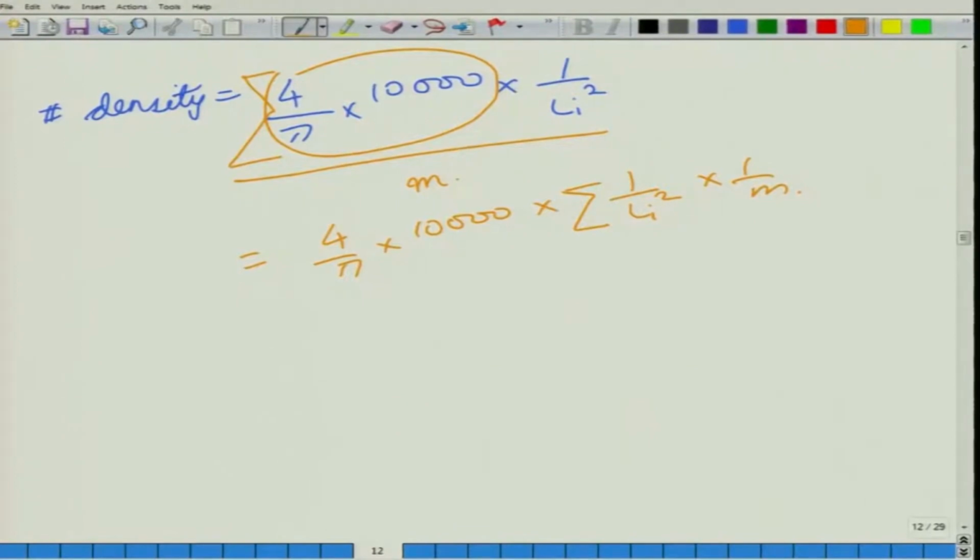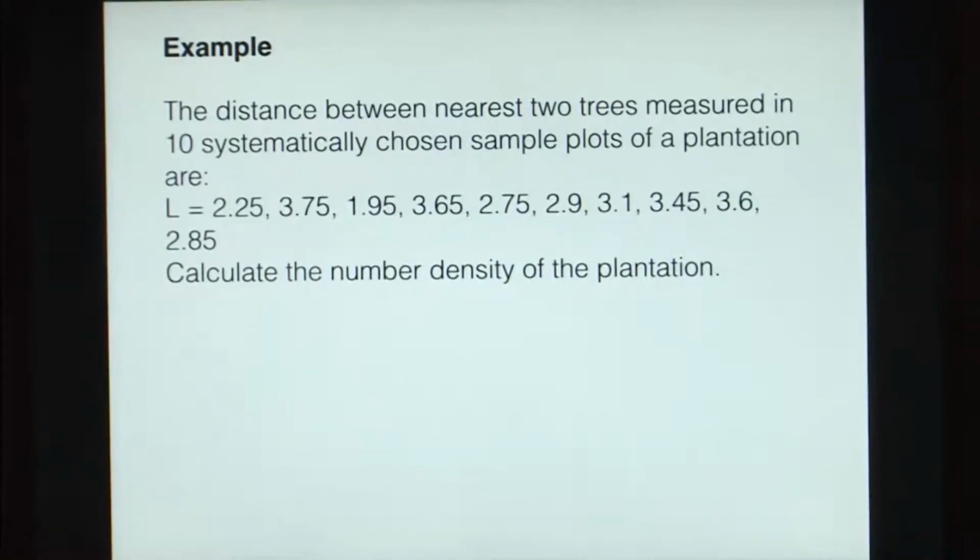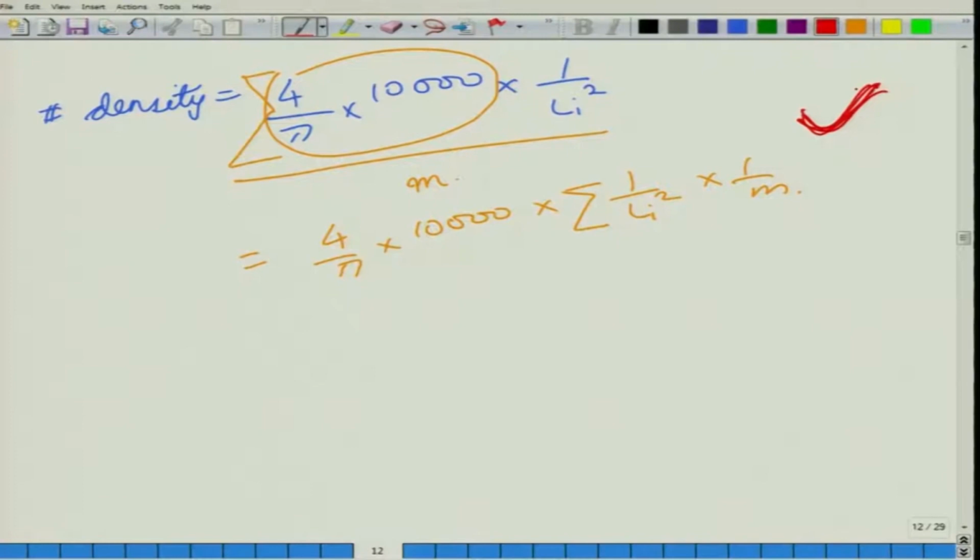To consolidate this equation, let us now look at an example. On your screen you can see the example now. The distance between nearest two trees measured in 10 systematically chosen sample plots of a plantation are these. These are the values of Li, and we are required to calculate the number density of the plantation. So, we have taken 10 readings of the nearest two trees, the values are given and we need to calculate the number density. Which equation are we going to use? This is the equation that we will be using.